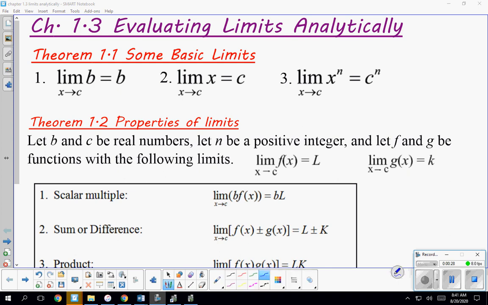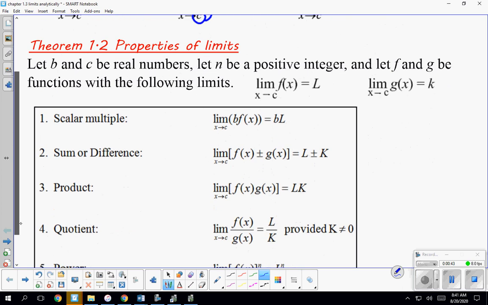Here, this just kind of writes them out. If we use direct substitution, we're going to plug in C here, and it's equal to C. There are different properties. I'm not going to explain every property. You can come back and review them later if you want to. The important ones I will highlight, though.